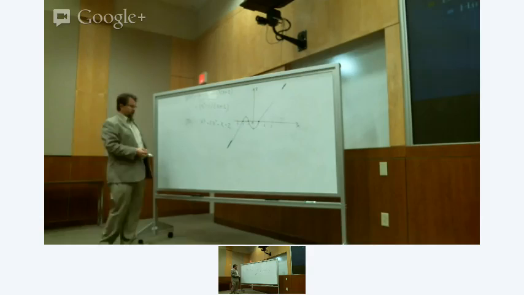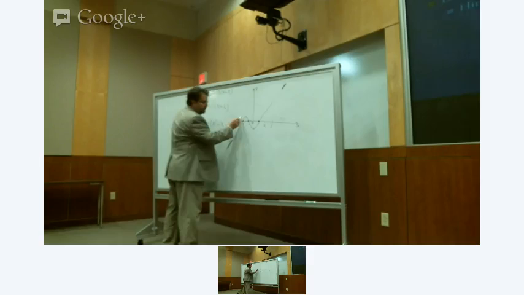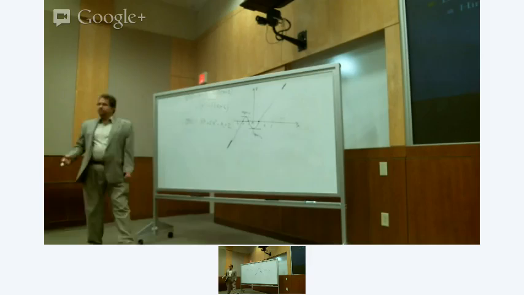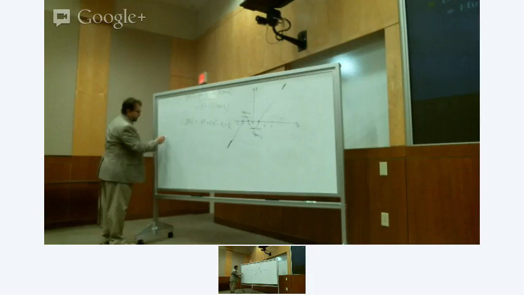We said that these extremal points are characterized by having a horizontal tangent, which means that the slope right there is equal to 0. And the slope is the first derivative. So let's look at that. What is y prime of x?